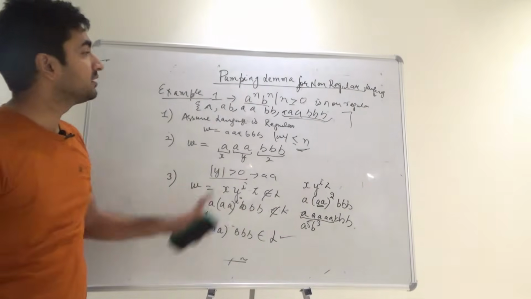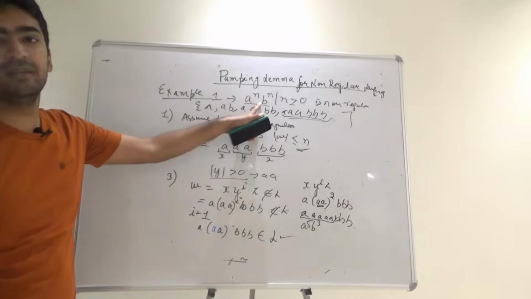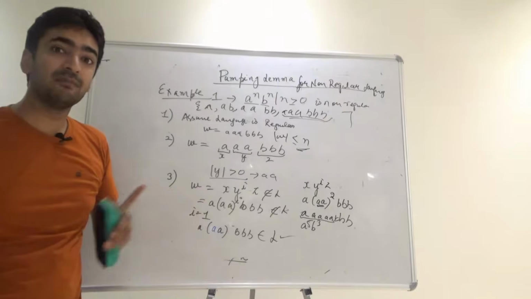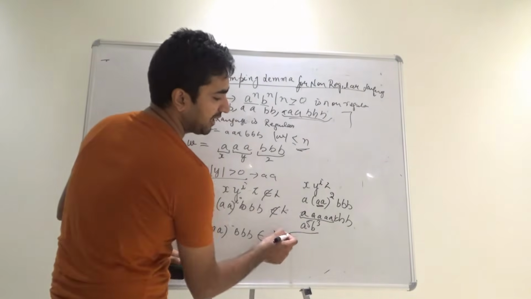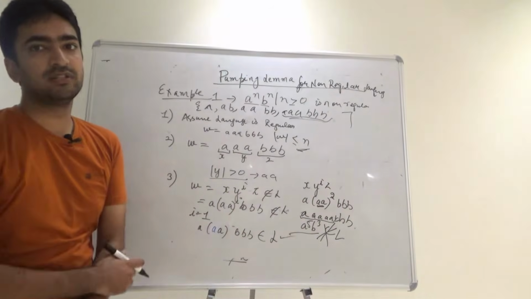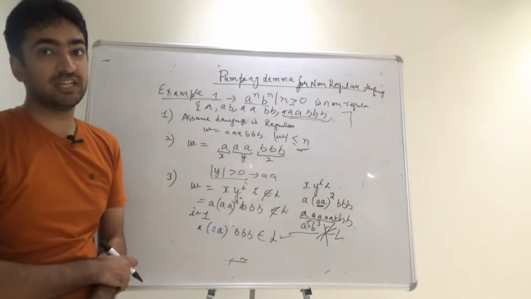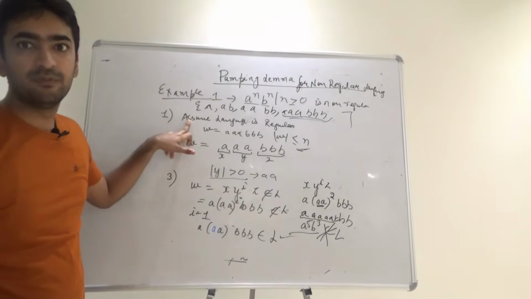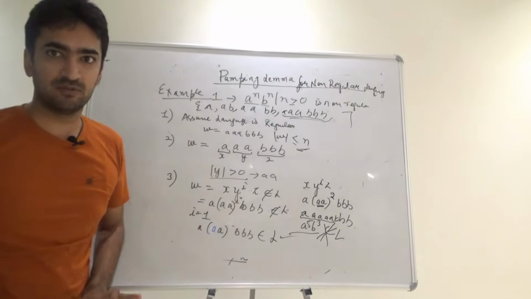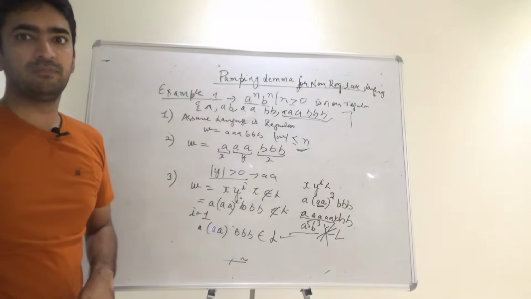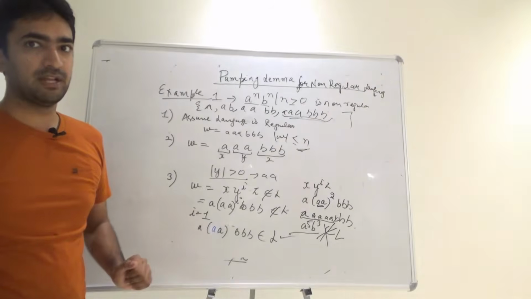Will it belong to the language? The language was a power n and b power n. If I have 4 a's, I must have 4 b's. If I have 5 a's, I must have 5 b's. But over here I have 5 a's and 3 b's. It cannot belong to this language. Hence the language is non-regular. Why? Because we assumed it is regular, but it was proven the opposite. So this is a non-regular language, and that is your entire scenario of the pumping lemma.